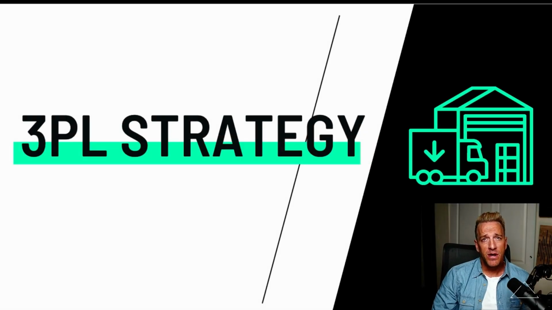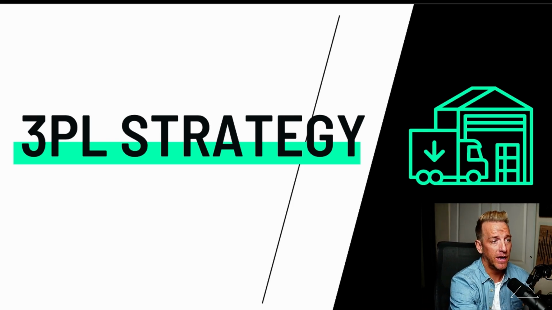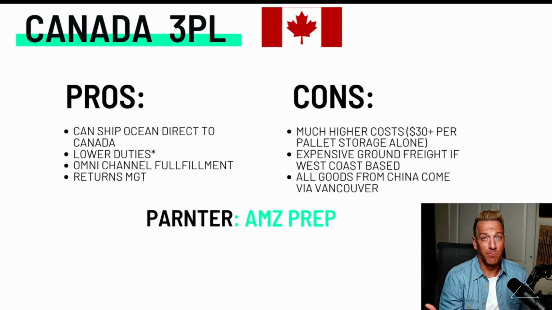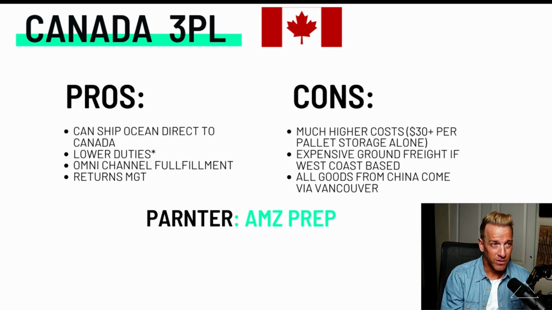So a really quick video here because we covered it in the summary video before, but just wanted to dive in specifically on the warehousing or 3PL strategies that you may want to deploy. The first of which is if you actually want to house inventory in Canada and drip feed that into Amazon.ca for your FBA fulfillment, you can use a Canadian 3PL. Pros of this is that you can ship ocean directly into Canada and avoid that import into the US. You have lower duties as a result of that typically.